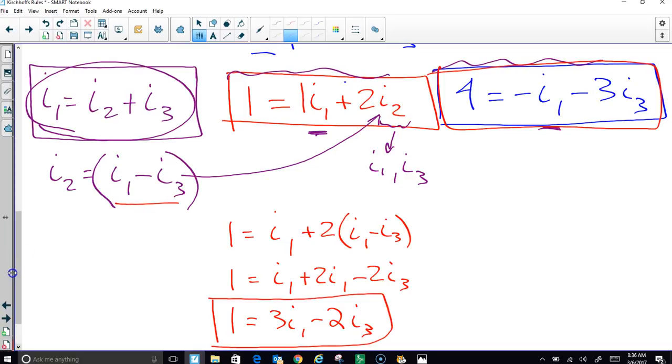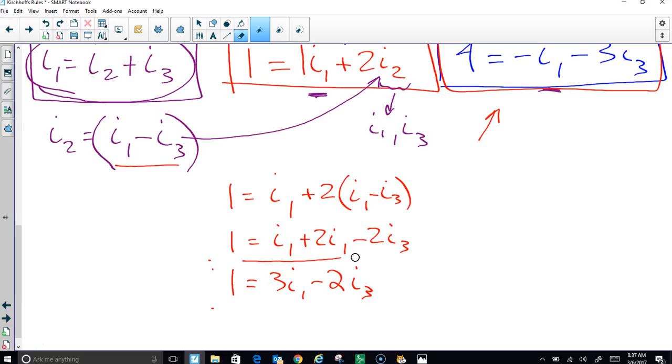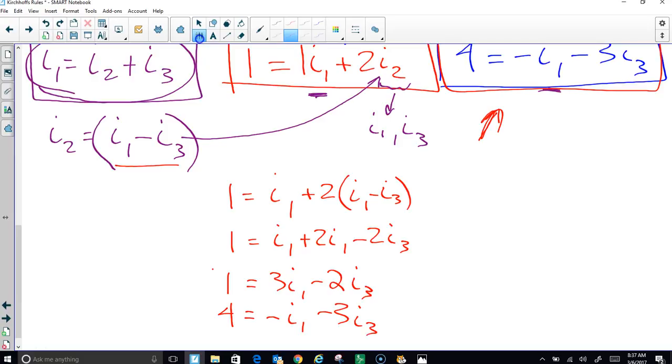Sometimes it's a matter of personal preference, but for me, that's what I like doing. I'm going to take that equation up here and write it down here. Get rid of this box. I think it's going to be easier. So this is a 1, right? And then this equation right here is 4 equals negative I1 minus 3I3.